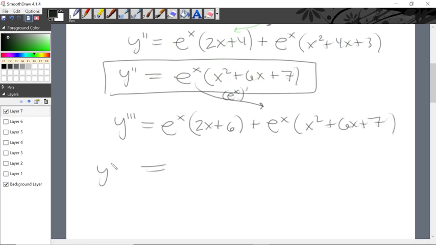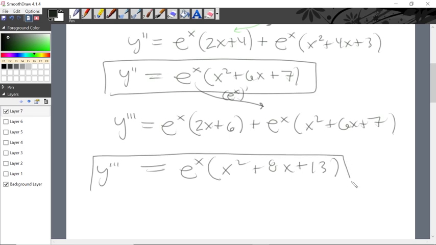And let's just clean this up to get a nice clean answer. E to the x times (x squared plus 8x plus 13), since 7 and 6 gives us 13. There we go. We have 3 derivatives.